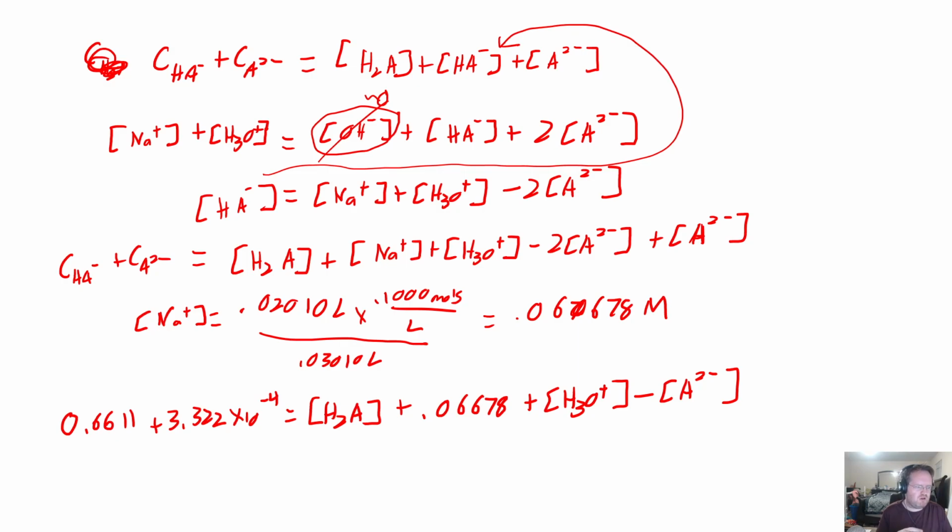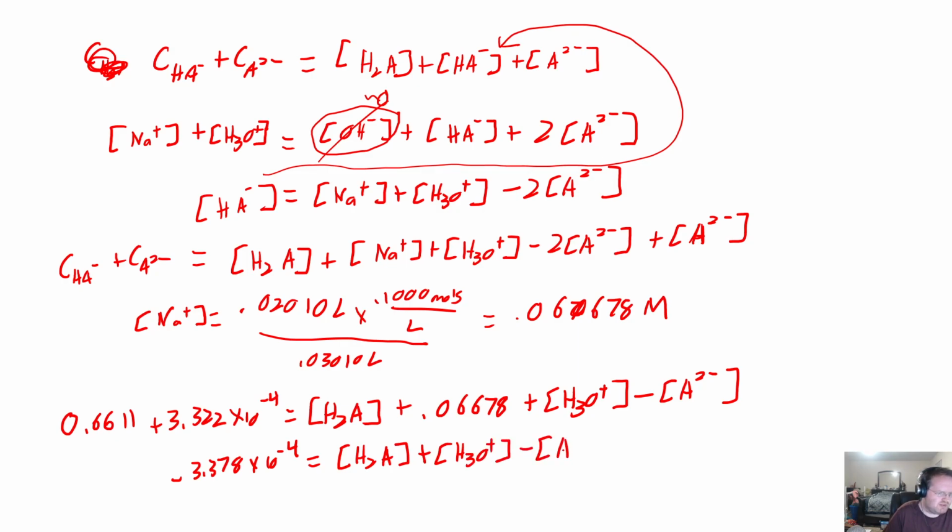Now I'm going to move all of the constant stuff together. And so what I get when I combine all three of those is negative 3.378 times 10 to the negative fourth is equal to H2A plus H3O plus minus A2 minus.